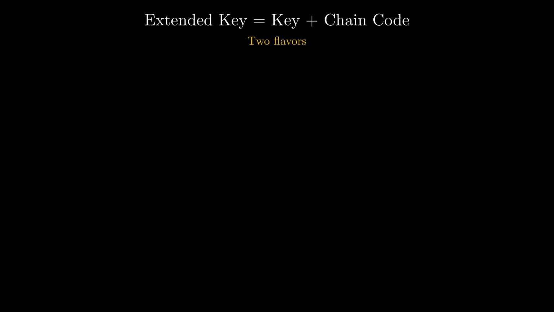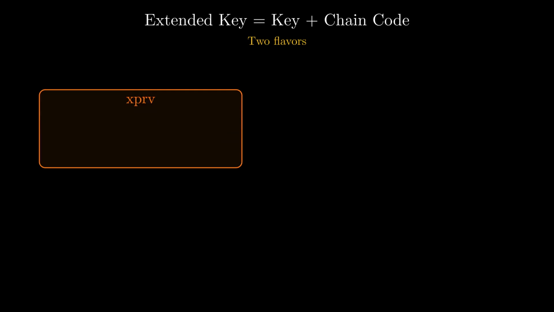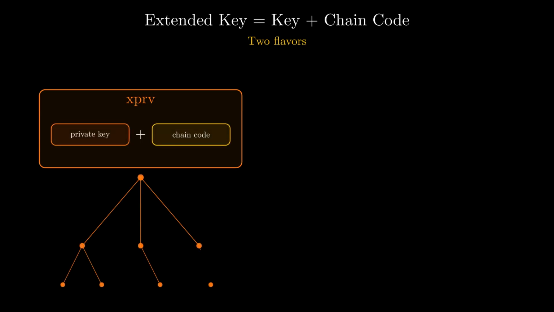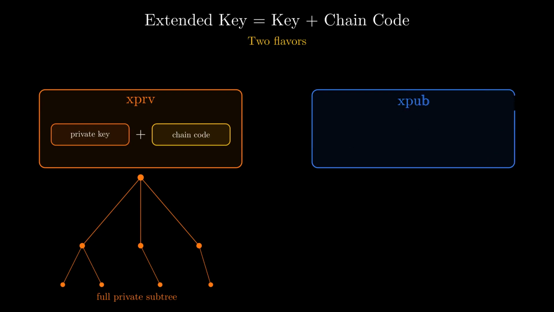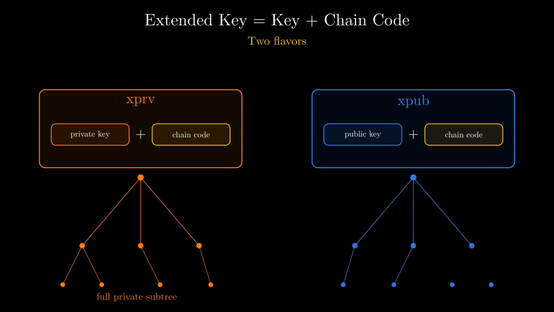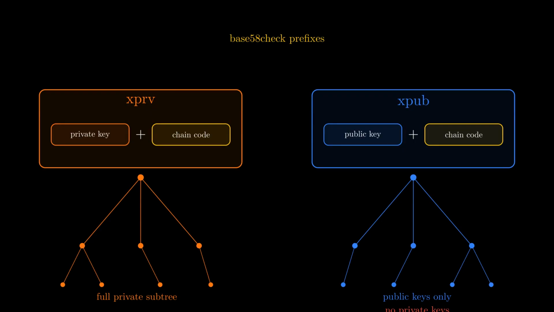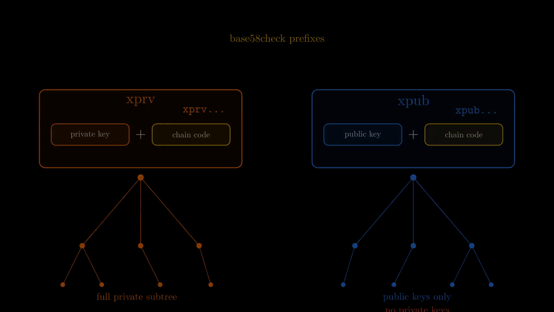2 flavors exist. The extended private key, xprv, holds the private key and the chain code together. With xprv, you can derive the entire private subtree below that node. The extended public key, xpub, holds only the public key and the chain code. With xpub, you can derive every public key in the subtree but no private keys. In base58check encoding, these start with the prefixes xprv and xpub, which is exactly how they got their names.